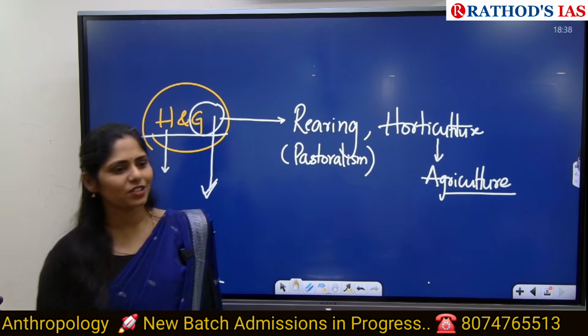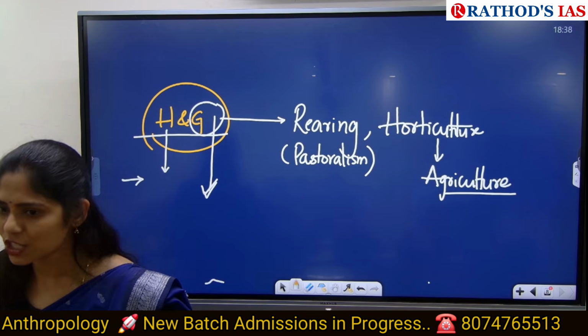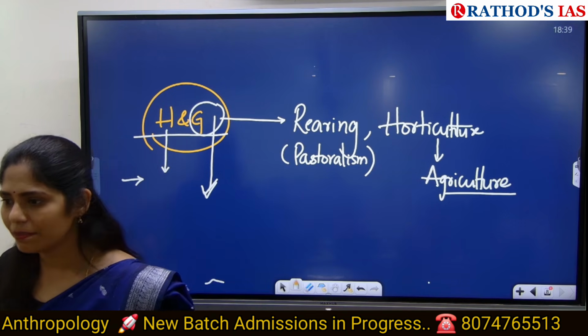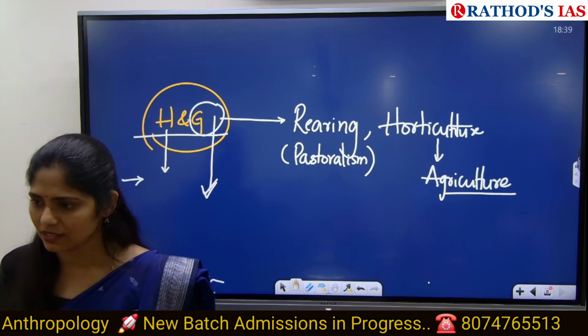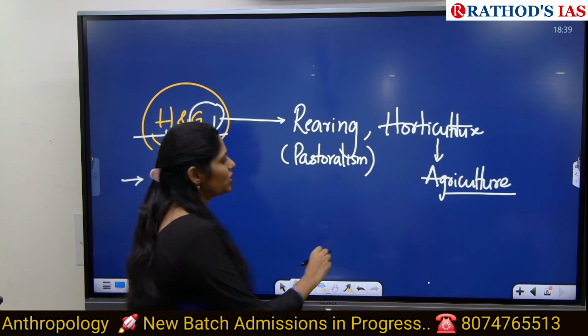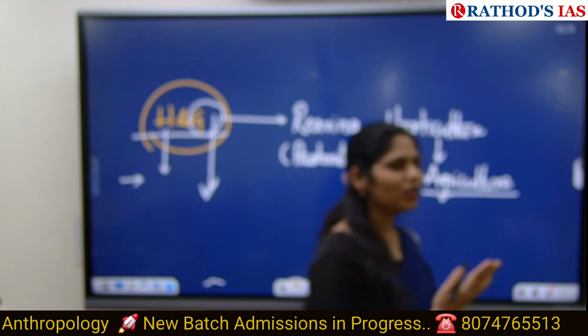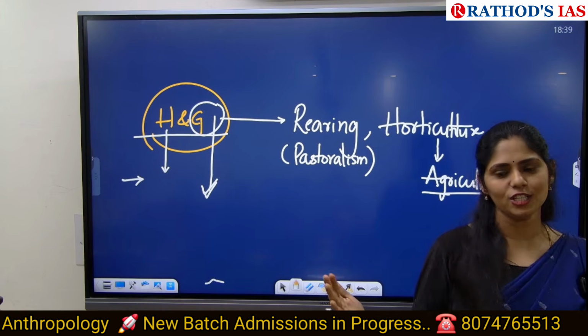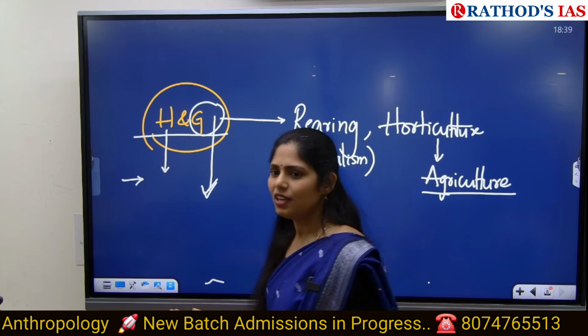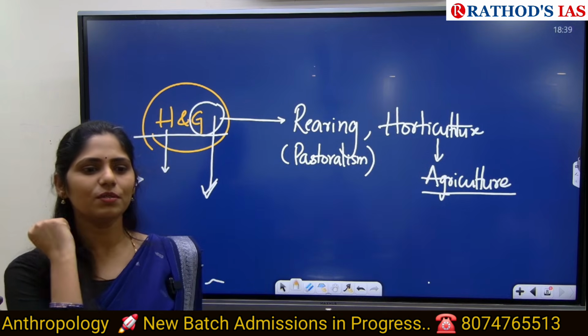Next economic activity is agriculture. What did they do in agriculture? Domestication of plants is the process. Initially they used to grow only for their own need. Slowly, what happened? Increasing brain size, increasing technology. Now they started growing more and more.